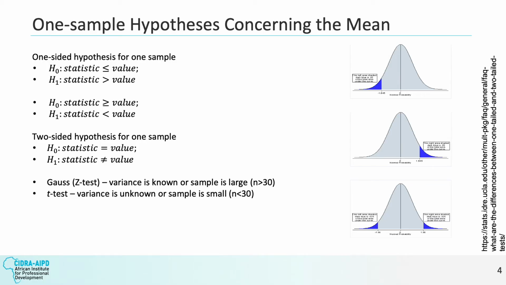Hypotheses with one sample involve comparing a statistic to some other value. In the case of a one-sided hypothesis, the sample statistic will either be above or below the other value. With two-sided hypotheses, the sample statistic is expected to equal some value. For both one- and two-sided hypotheses, when the statistic we want to test is a mean, we use either Gauss or t-tests. The Gauss, also known as the z-test, is used when the variance is known. We use the t-test when the variance is unknown or the sample size is small.